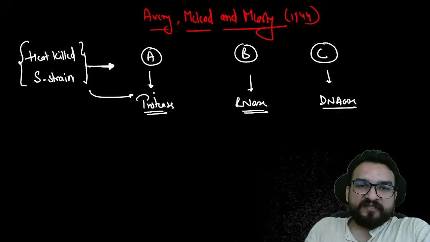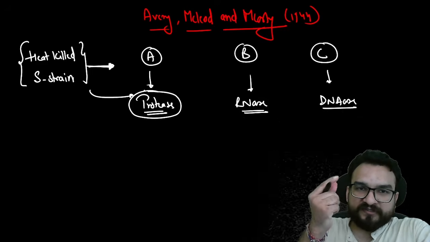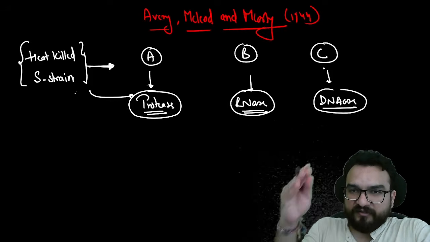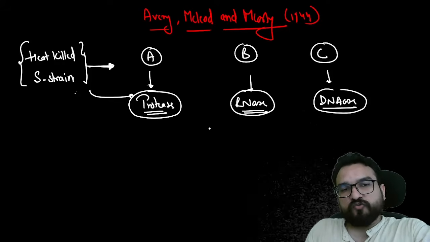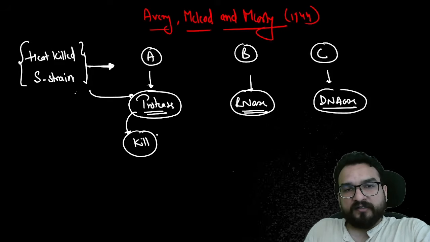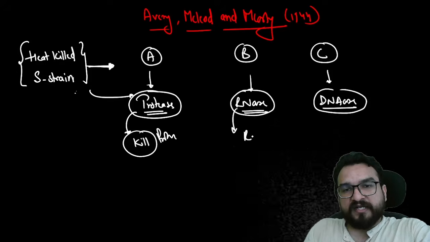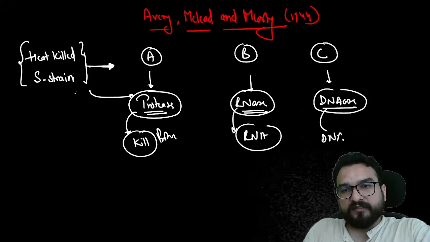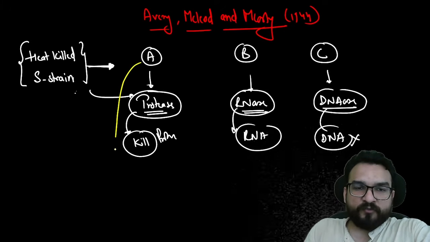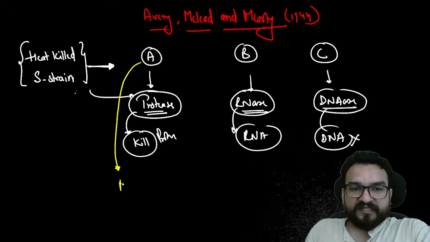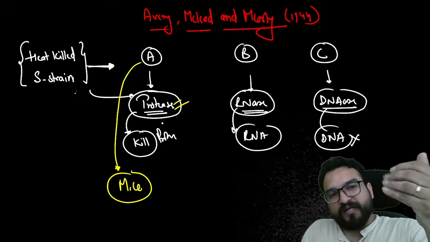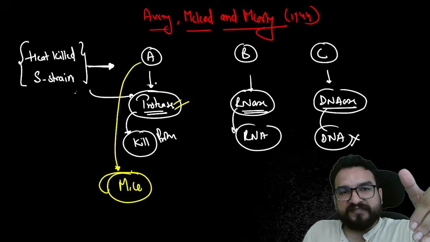Understanding? That means in the first case, he mixed the test tube with the heat killed S strain and protease enzyme, then RNase enzyme, and independently DNase enzyme. So what these enzymes do: protease basically kills the protein part of the bacteria, RNase destroys the RNA part, and DNase destroys the DNA part over here. So in the first experiment, when he mixed the particular strain with protease, that means the protein part has been killed. But still he injected this into mice, where protease has been given.